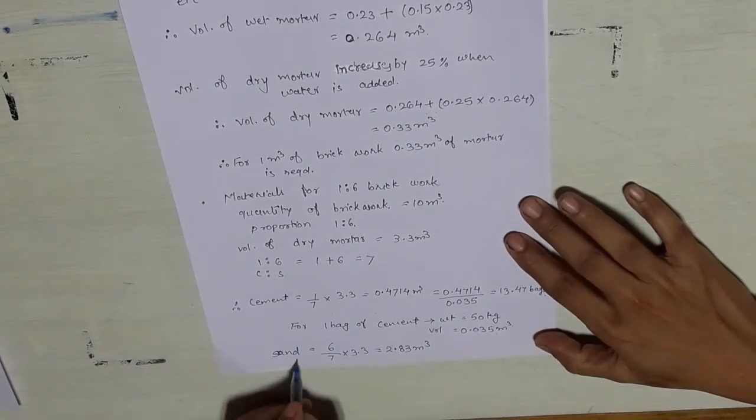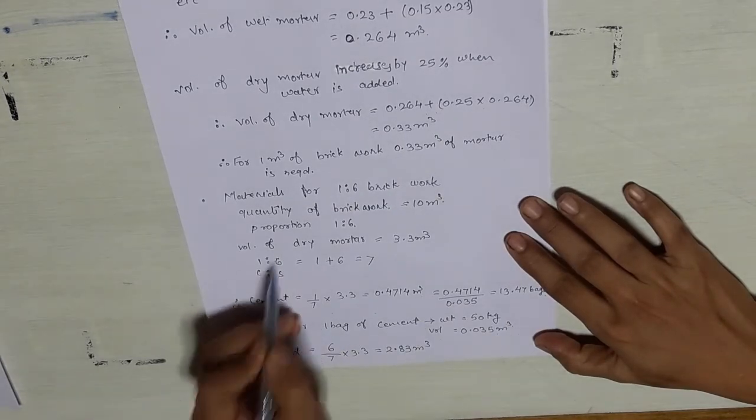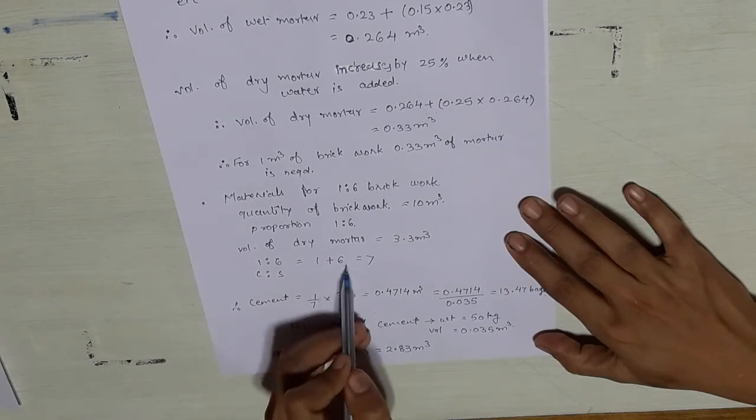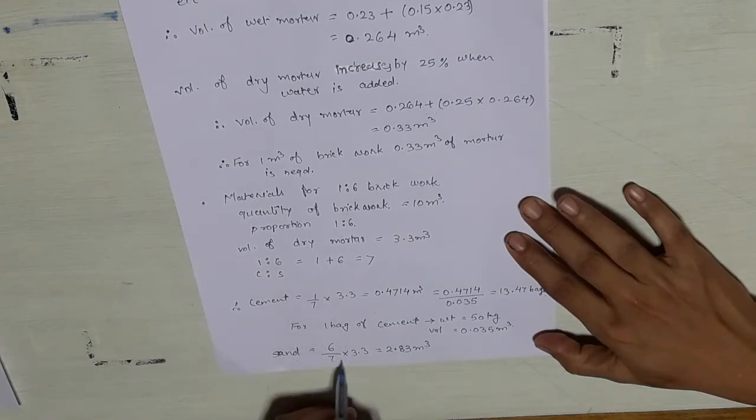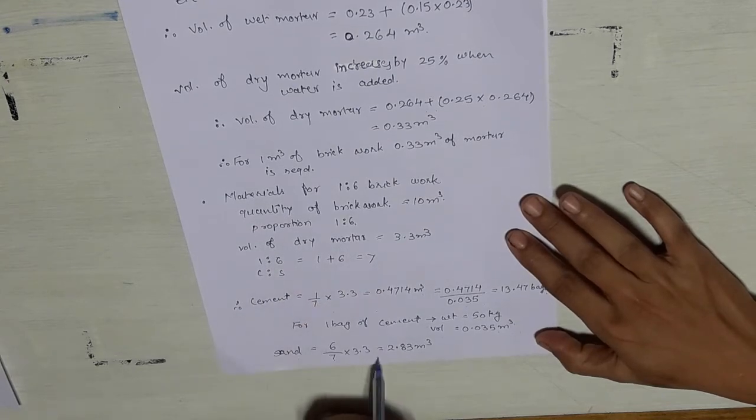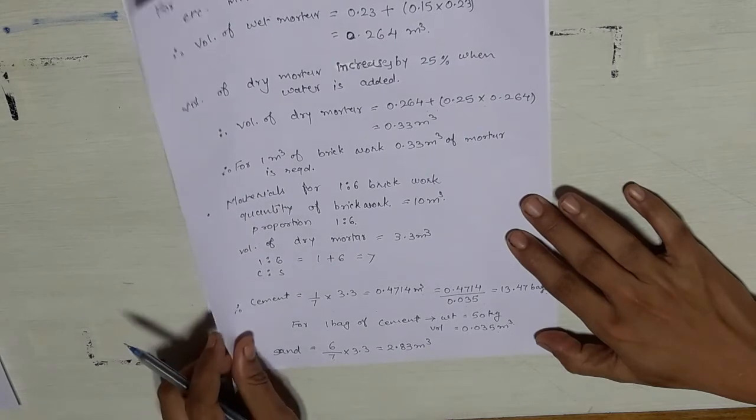Now for the quantity of sand, here 6 parts sand is there. So 6 by 7, where 7 is the total proportion, 1 plus 6, multiplied by the volume of the dry mortar, that is 3.3. So that comes to 2.83 meter cube.